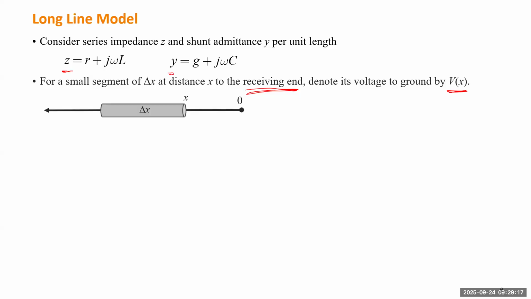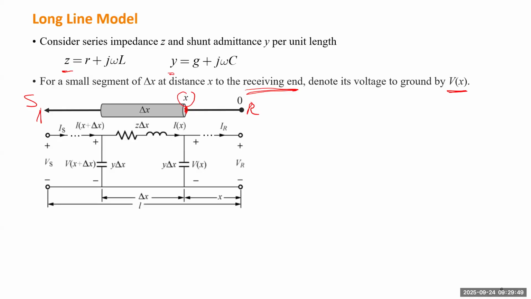So this positive x-axis will go into the line. That's maybe a little different from our convention, but here we just assume the source on the left and the load on the right. So the origin will be this receiving end, and if the total length is here, that will be the source. Okay, we only focus on a very small segment of delta x at a distance of x from the receiving end.